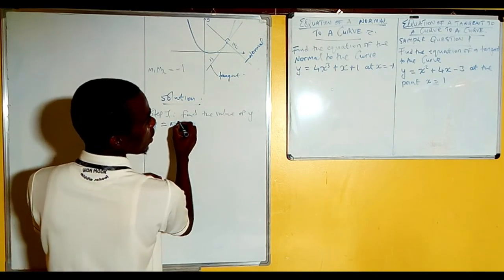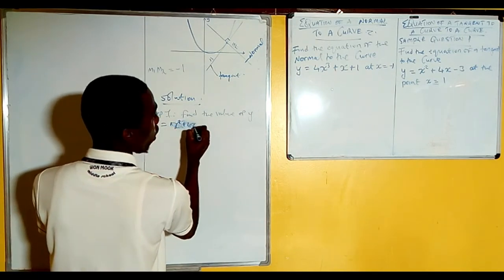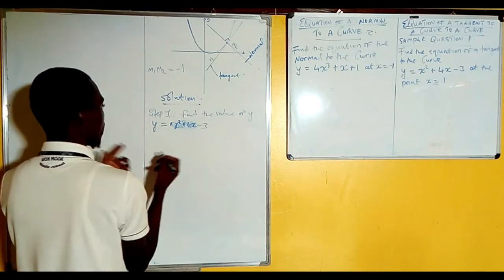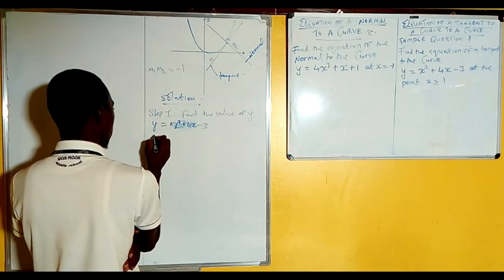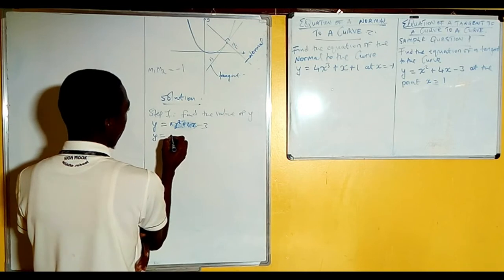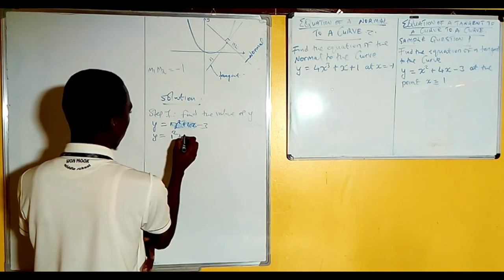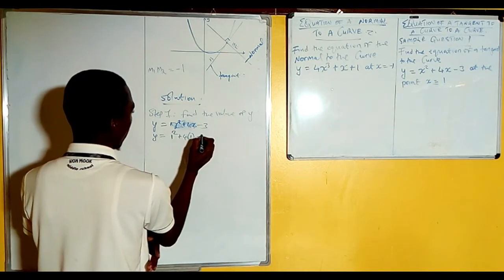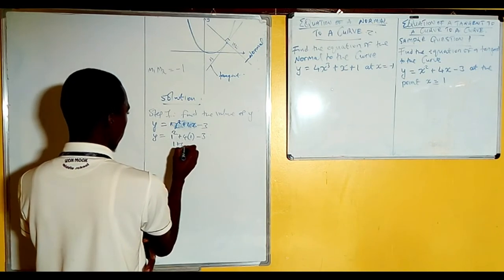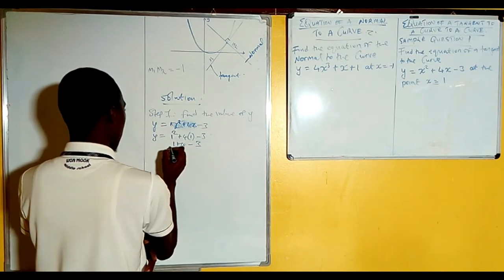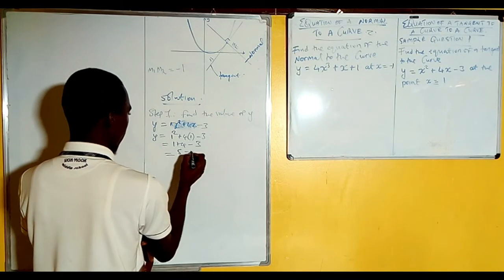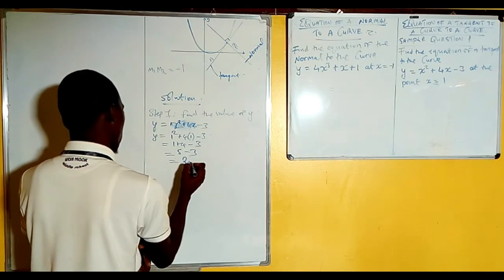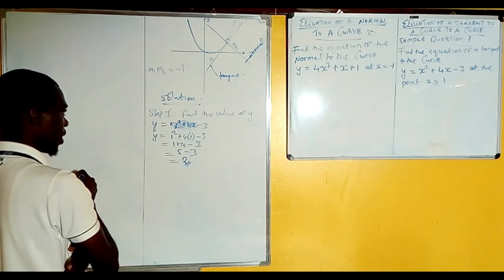So x squared plus 4x minus 3. So we just substitute. That is step 1. So y will be equal to 1 squared plus 4 multiplied by 1 minus 3. So this is 1 plus 4 minus 3. This will give us 5 minus 3, and the value here will be 2. That is step 1. You have found it.